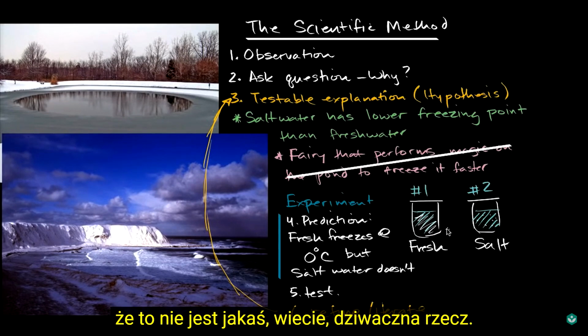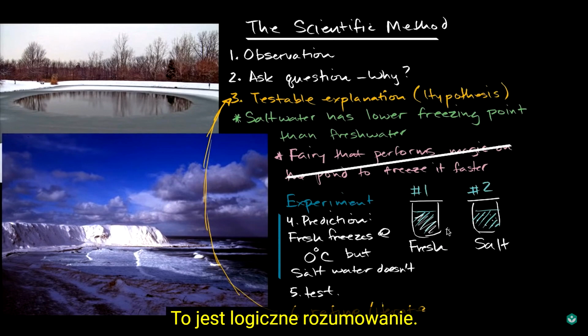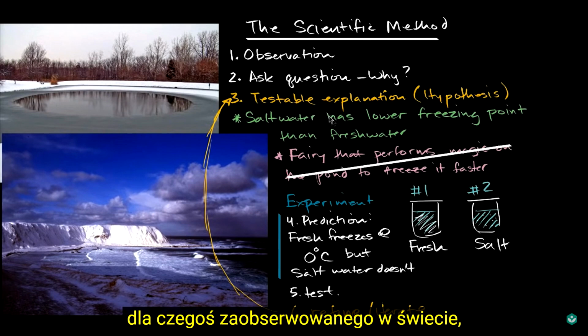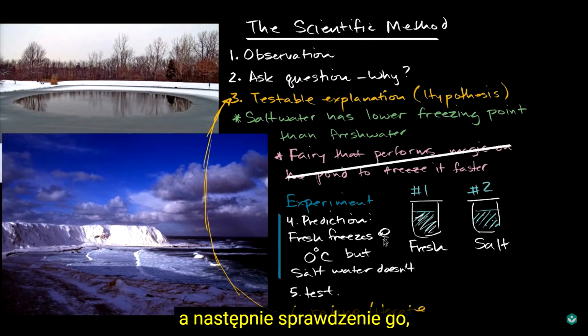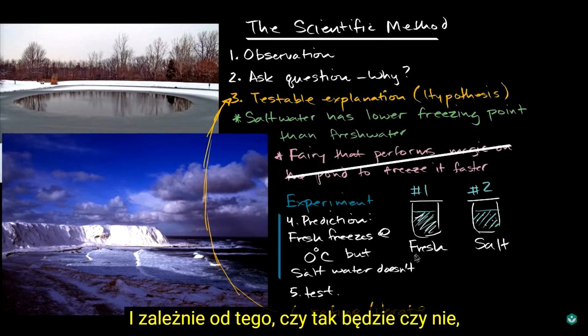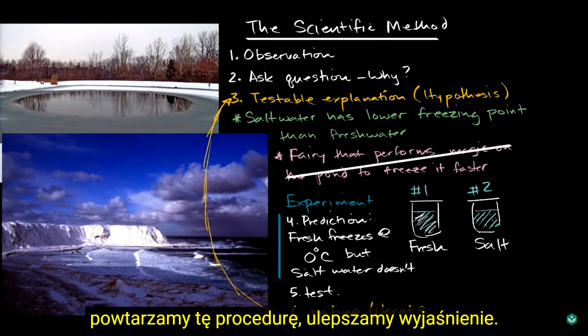And I want to emphasize, this isn't some bizarre thing. This is logical reasoning. Make a testable explanation for something that you're observing in the world, and then you test it, and you see if your explanation seems to hold up based on the data from your test. And then whether or not it holds up, you then keep going, and you keep refining, and you keep learning more about the world.